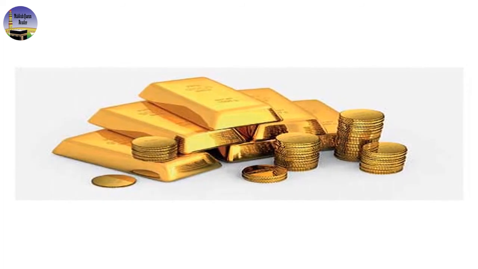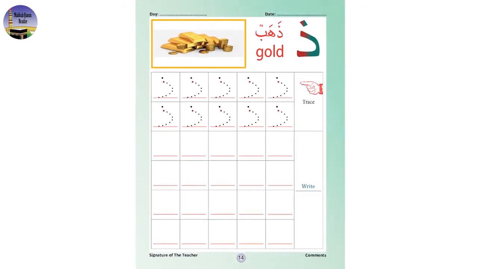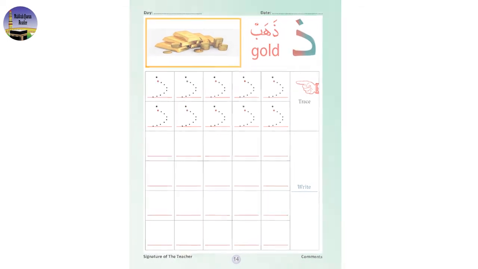Zal. Zal for Zahabun. Zahabun means gold. Now we will join the dots of Zal. How to write Zal?